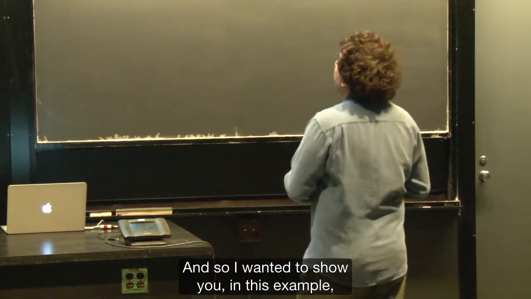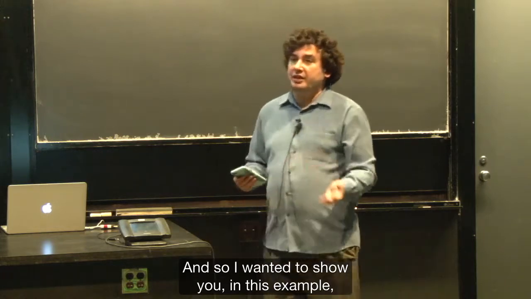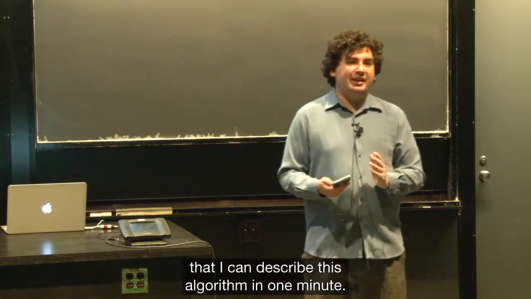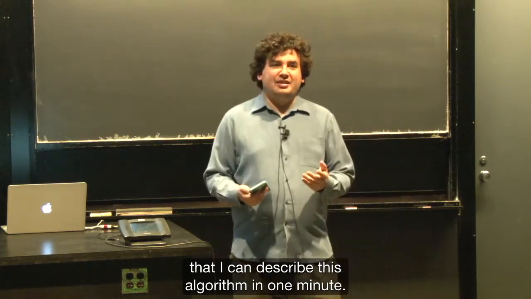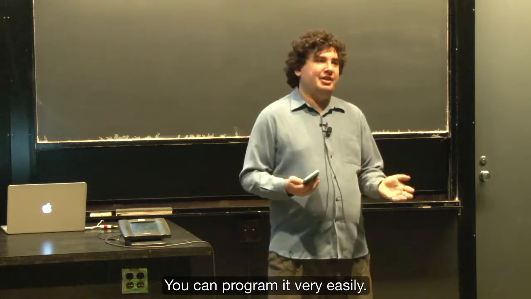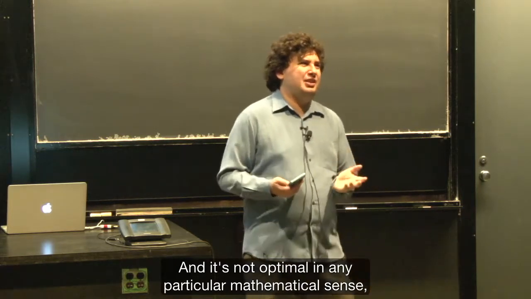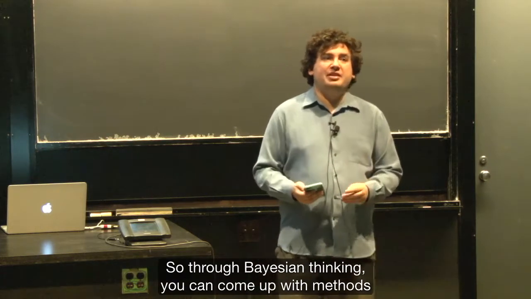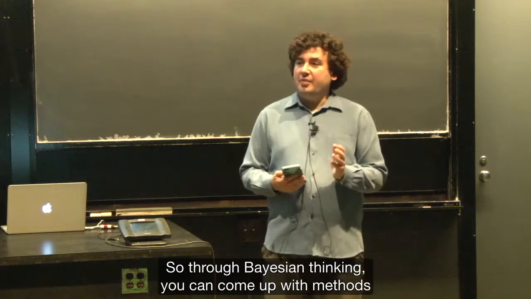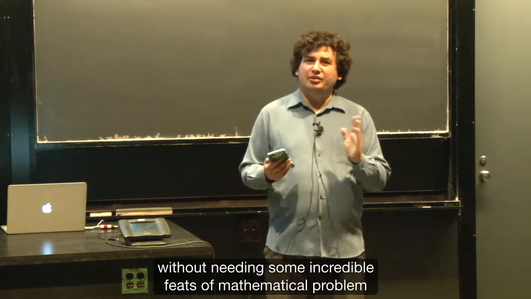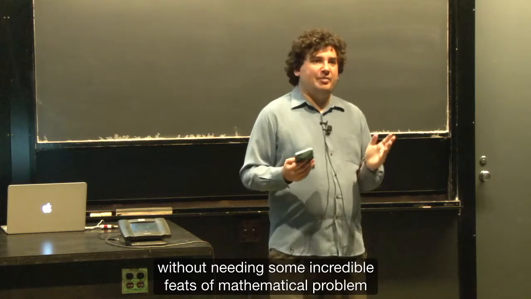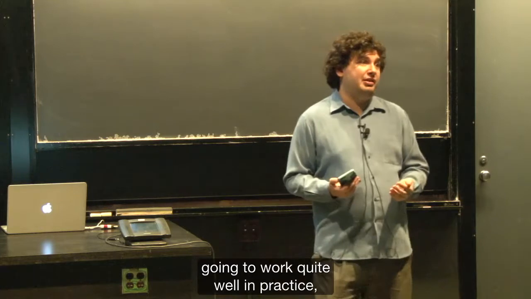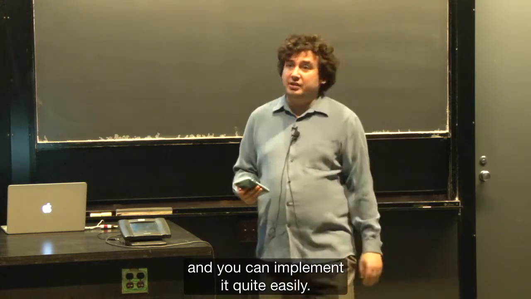And so I wanted to show you, in this example, the author came up with a very, very simple algorithm that I can describe in 1 minute. You can program it very easily, and it's not optimal in any particular mathematical sense, but it works quite well. So through Bayesian thinking, you can come up with methods without needing incredible feats of mathematical problem solving. You can come up with a reasonable algorithm that's going to work quite well in practice, and you can implement it quite easily.